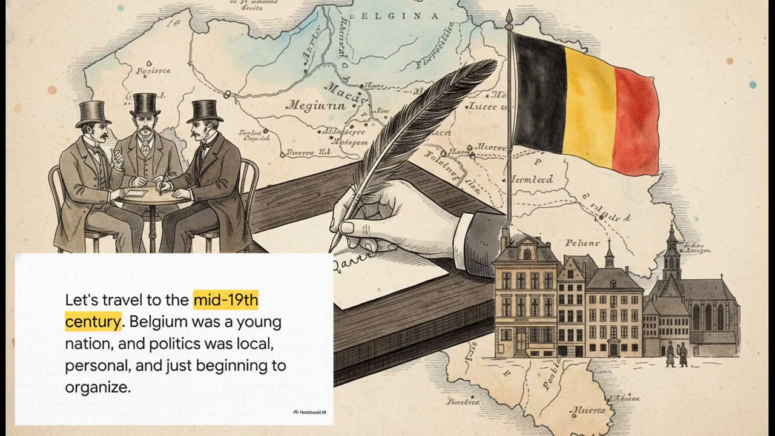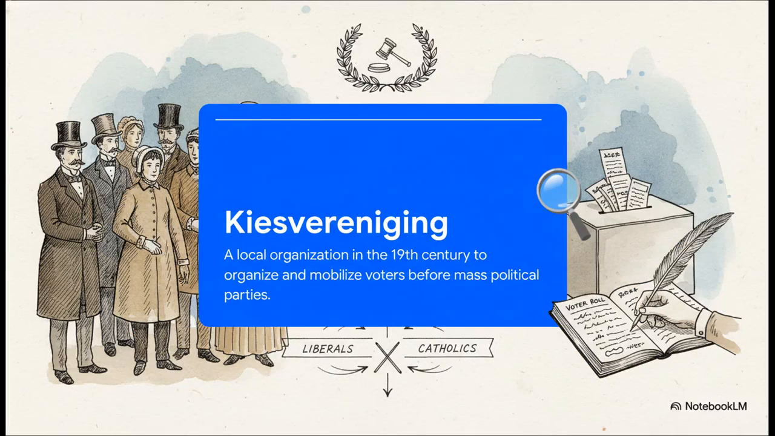We're landing in the mid-19th century. Belgium as a country is still pretty new, and the whole political scene is, well, it's nothing like what we have today. You can forget about big, organized national political parties. Back then, politics was super local, really personal, and people were just starting to group up around these big new ideas. And this, right here, is the concept at the absolute heart of our story. The kiesvereniging, which basically means electoral association.